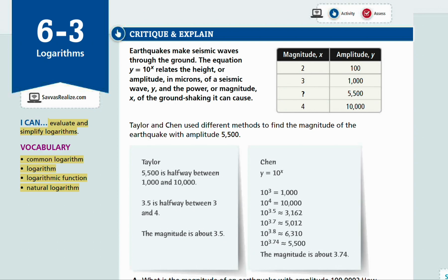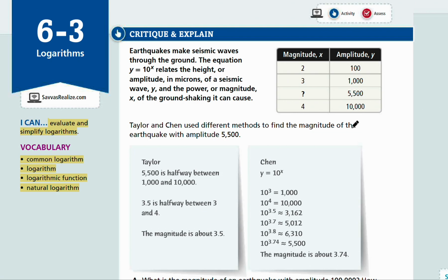Let's start with critique and explain. Earthquakes make seismic waves through the ground. The equation y equals 10 to the power of x relates the height or amplitude in microns of a seismic wave, y, and the power or magnitude, x, of the ground shaking it can cause. So if you look at the table over here, you have magnitude x and amplitude y given.